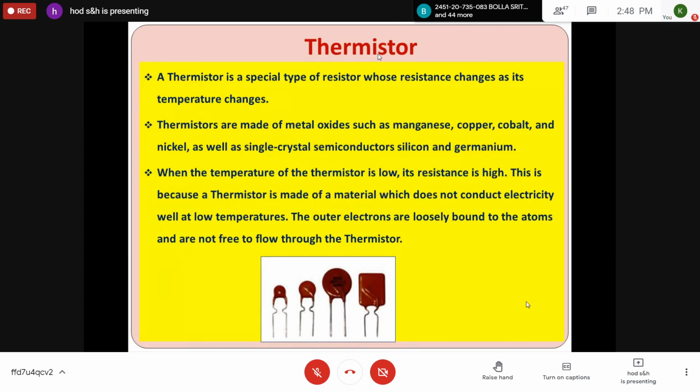It is because when the temperature of the thermistor is low, its resistance is high. This is because the thermistor is made up of a material which will not conduct electricity at very low temperature. So as the temperature is low, the resistance will be high, and vice versa. The outer electrons are loosely bound to the atoms and are not free to flow through the thermistor. Because of that, the resistance is high at very low temperature.